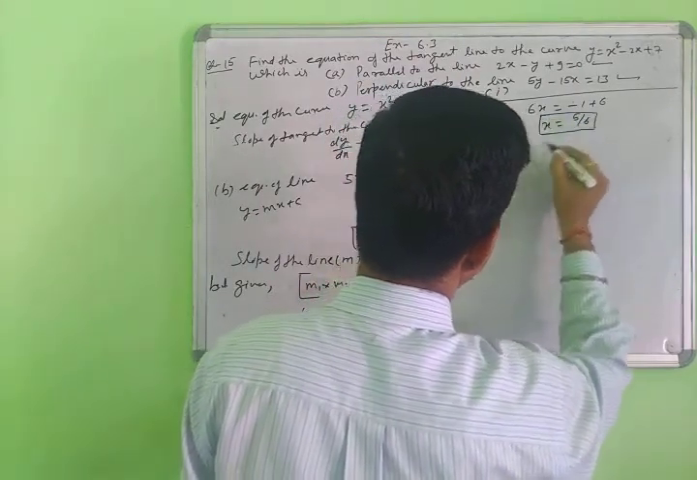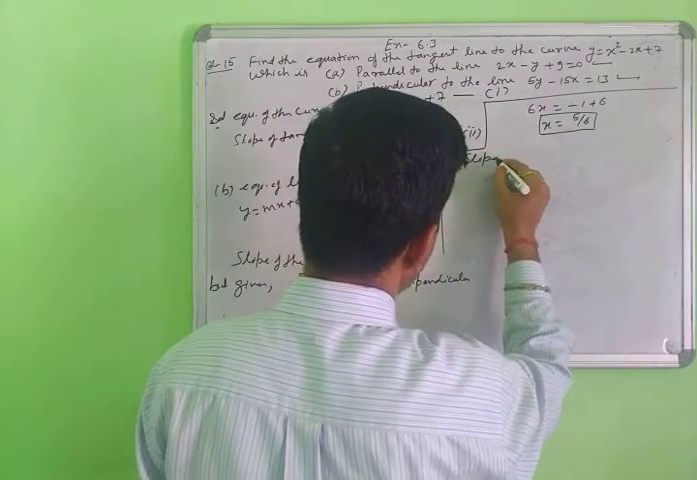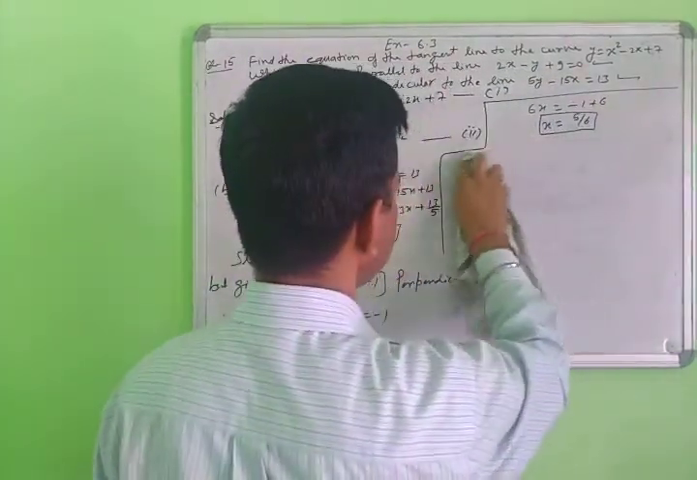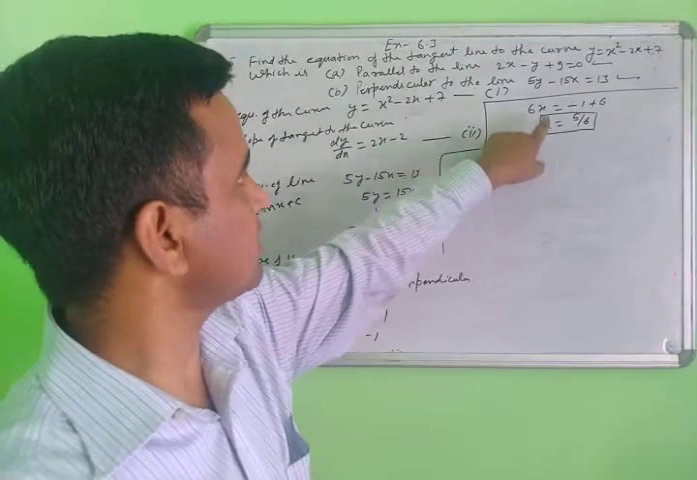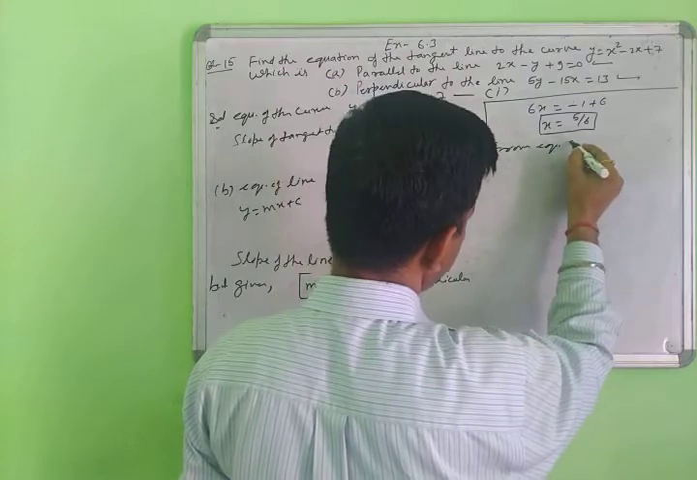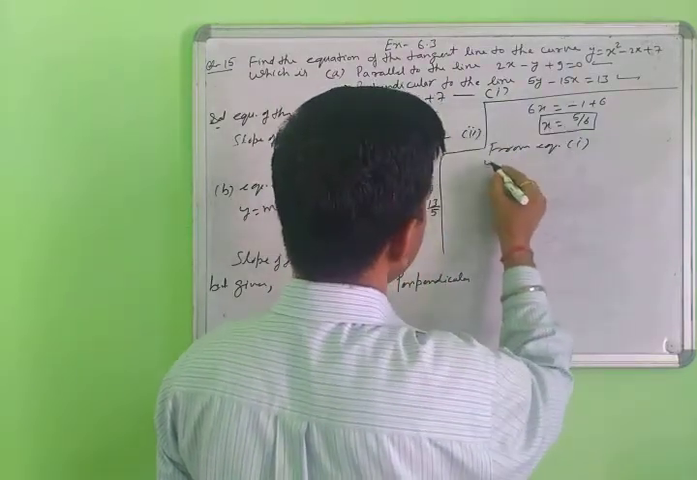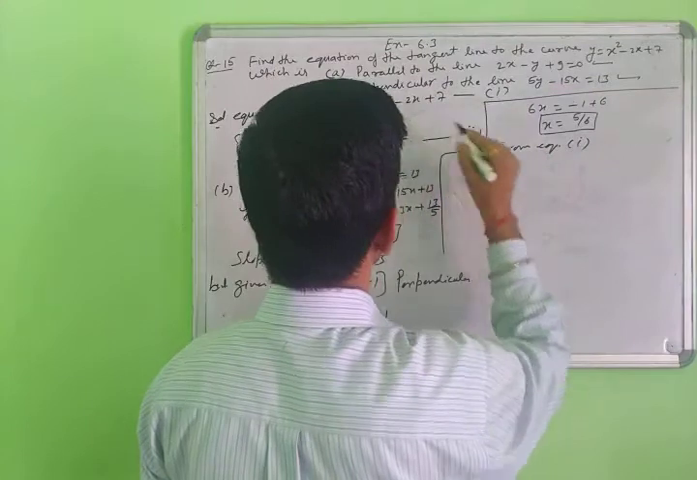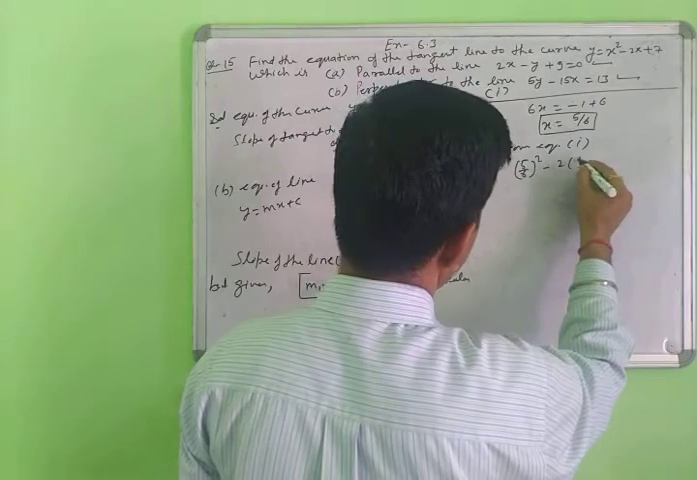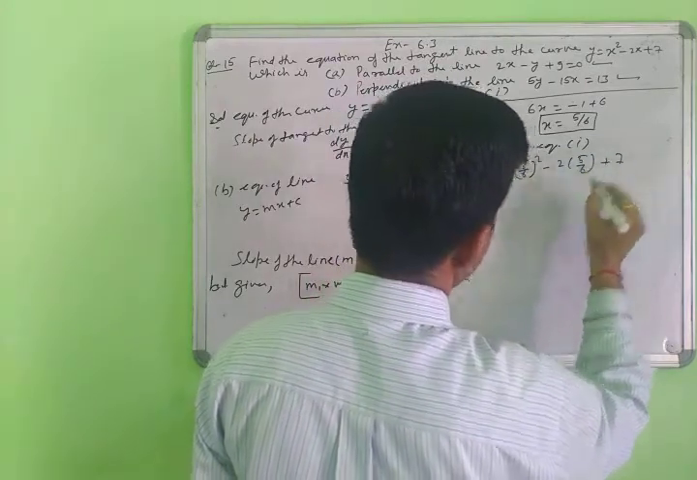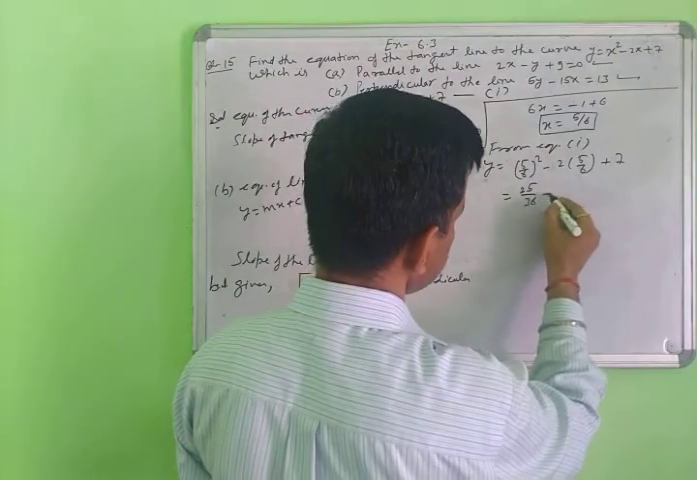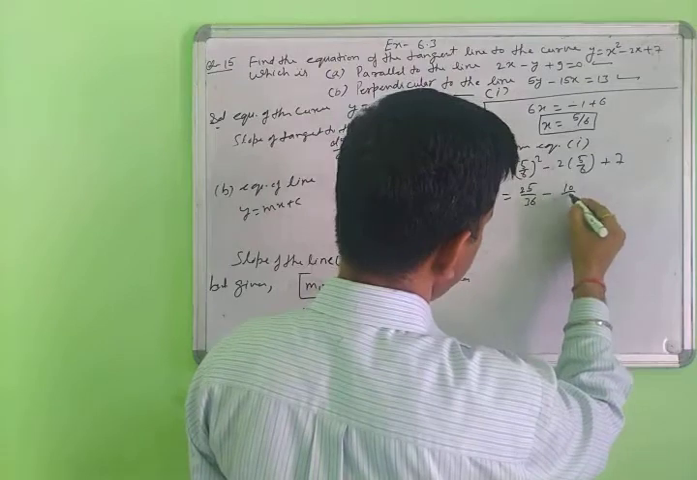This is the value of x. Similarly, put this value of x in equation first to find the value of y. From equation first, y equals (5/6) square minus 2 times 5/6 plus 7. You calculate here: 5 5s are 25, 6 6s are 36, 5 2s are 10 upon 6, plus 7.